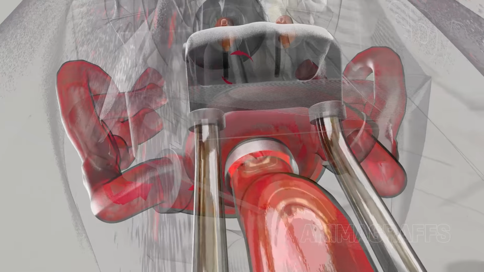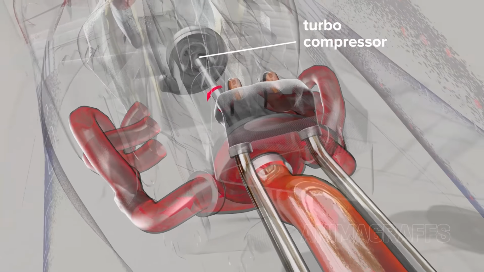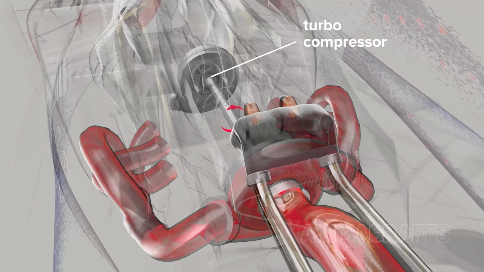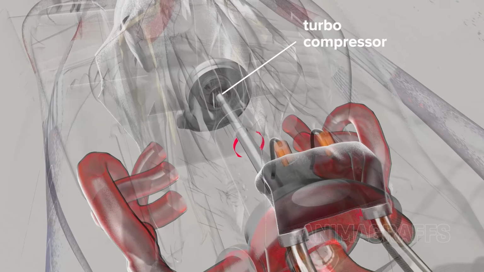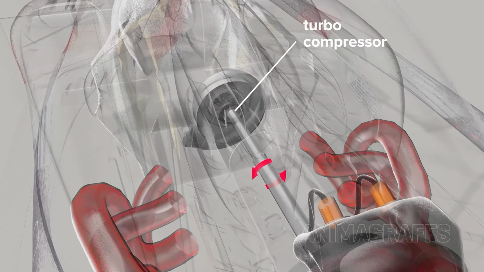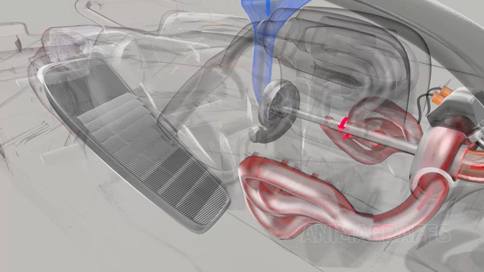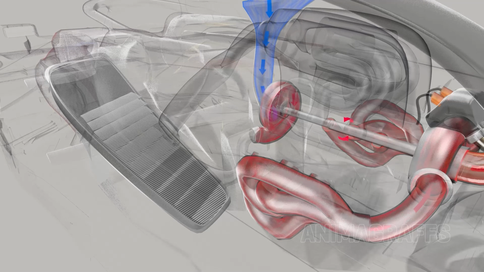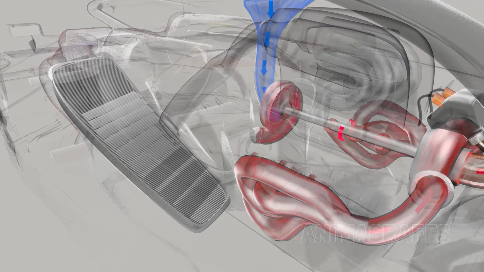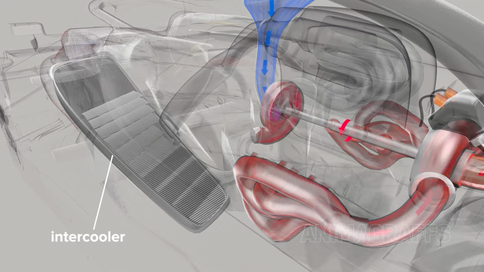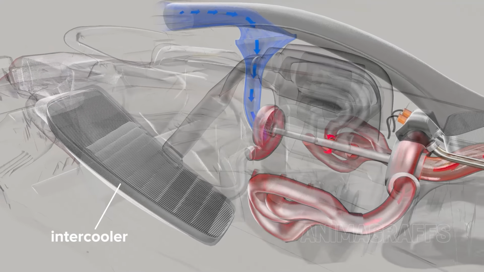Red-hot exhaust gases drive the turbine wheel, which in turn spins the front-mounted compressor wheel, drawing in and compressing huge quantities of air. All this pressure adds unwanted heat to the incoming air, so one entire side pod is dedicated to the intercooler.